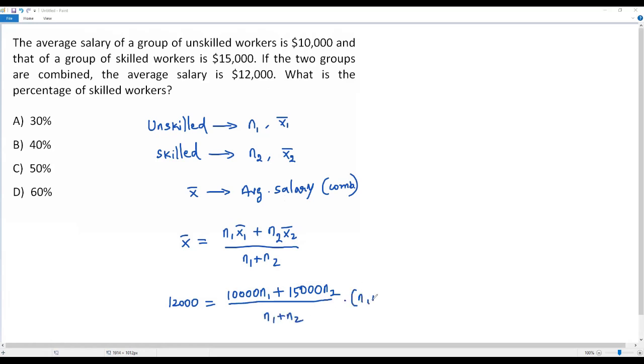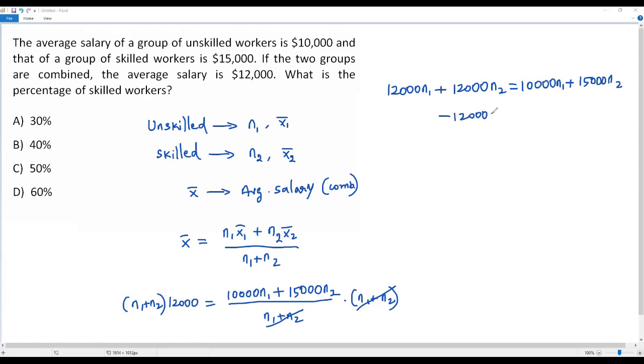Let's multiply both sides of the equation by N1 plus N2. Then this N1 plus N2 will cancel out. We can distribute this 12,000 to this N1 and N2. Then I'm getting 12,000 times N1 plus 12,000 times N2. On the right side we have 10,000 N1 plus 15,000 N2. Let me subtract 12,000 N2 from both sides of the equation. Let me do it on the right side, and also subtract 10,000 N1 from both sides. Let me subtract.